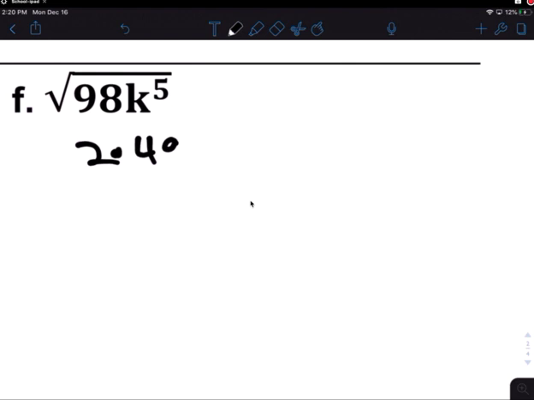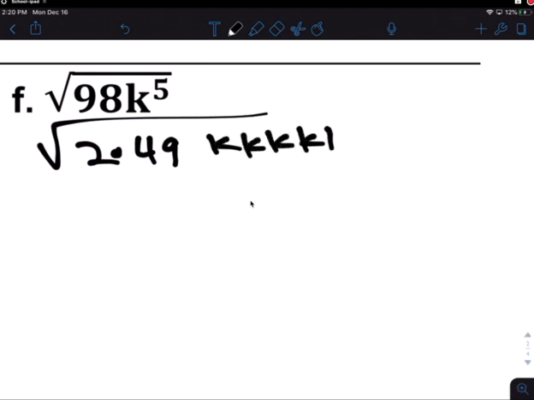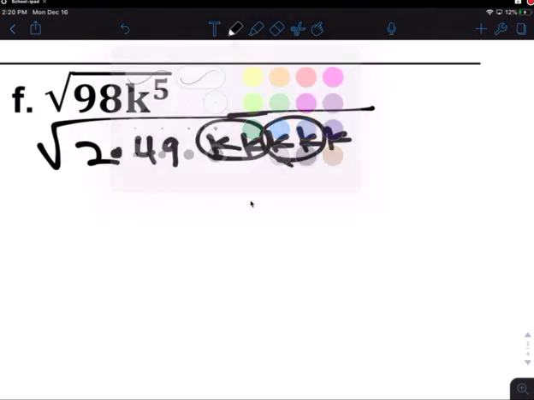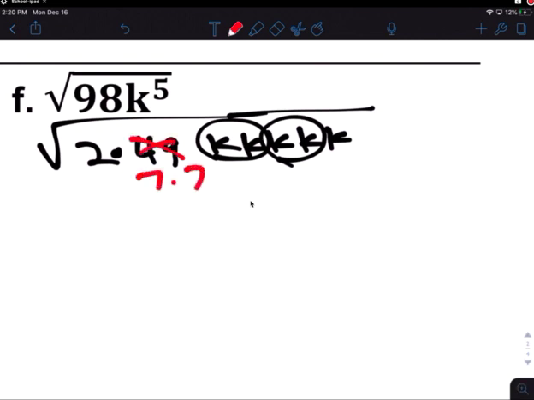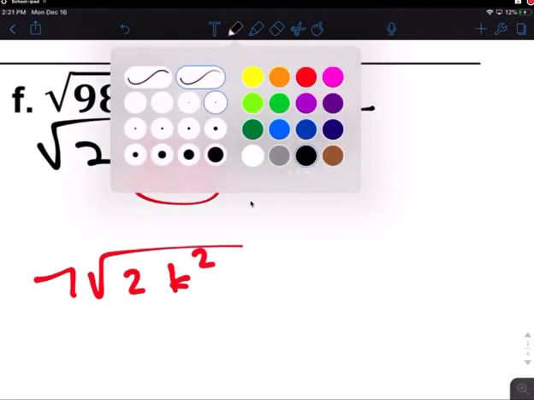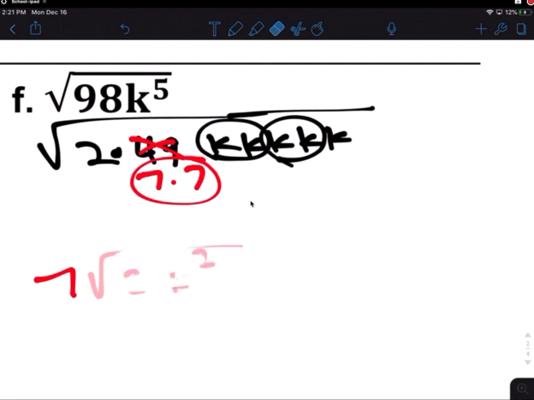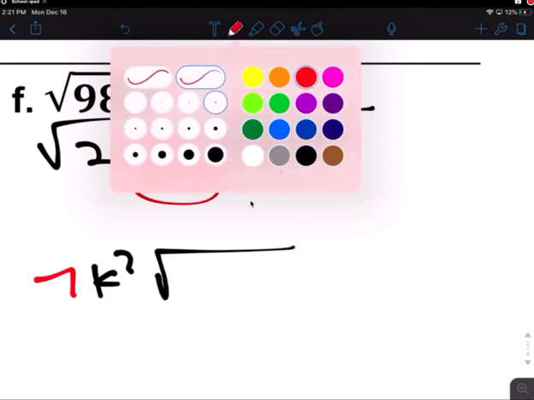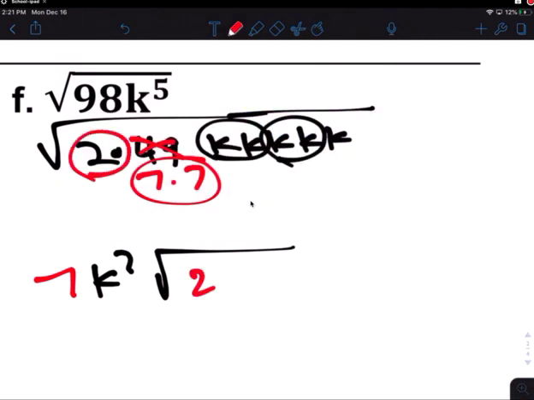Two times 49, and then you got 1, 2, 3, 4, 5. 1, 2. And this can be broken down to 7 times 7, 1. 7 square root of 2k squared times the k. Oh, sorry. K squared goes outside. This one has the 2 and this k. That's your answer there.